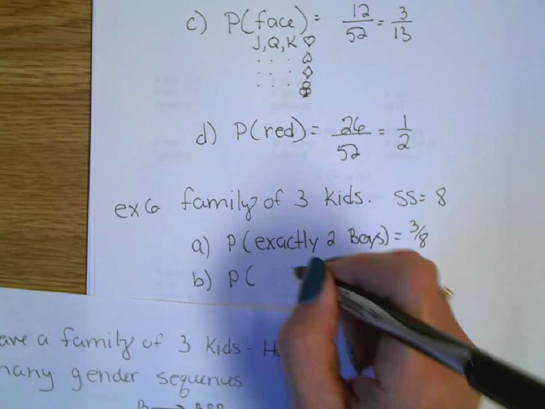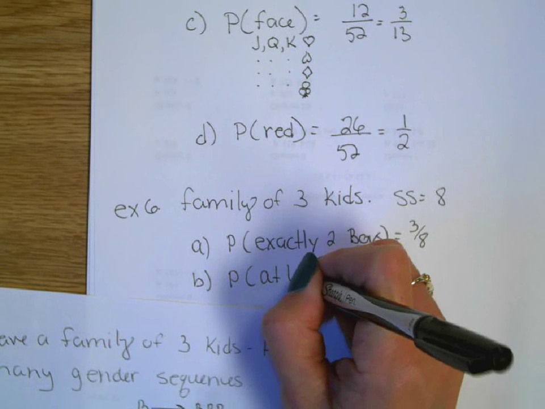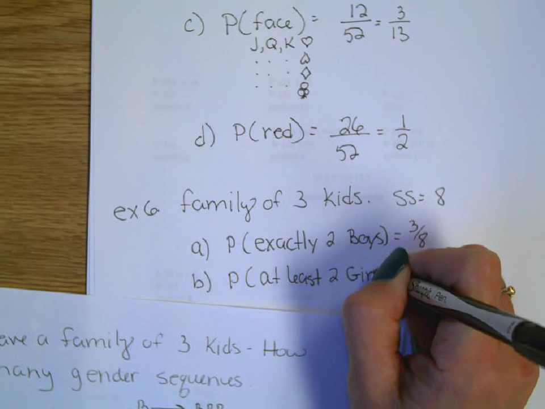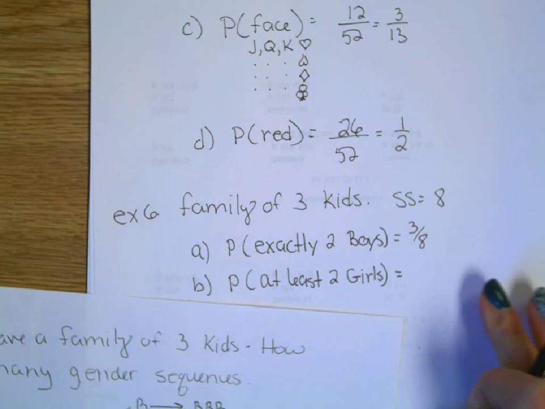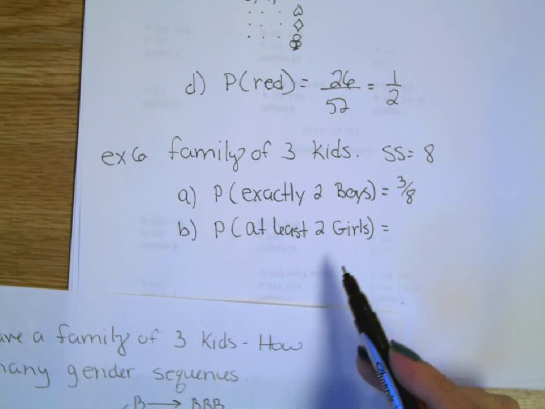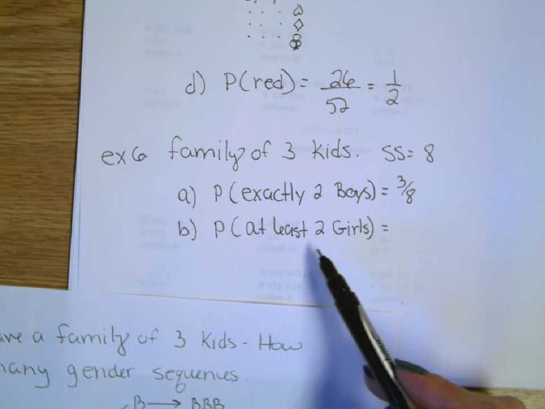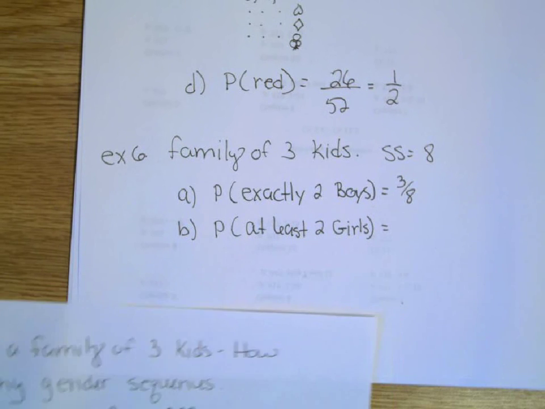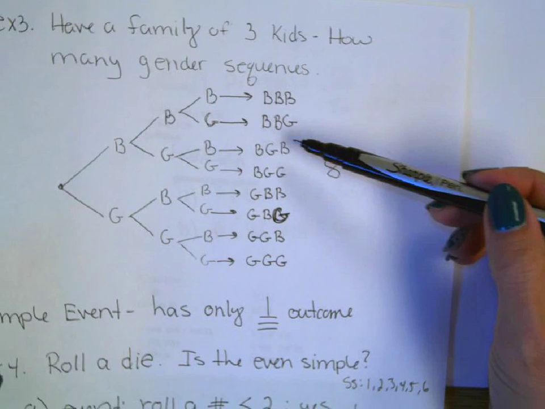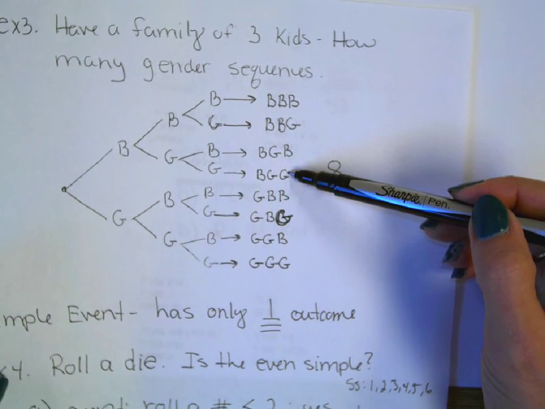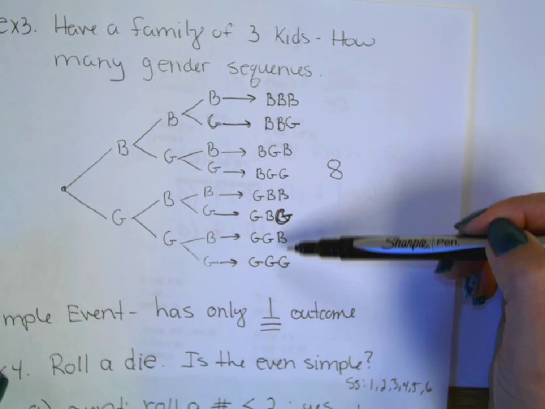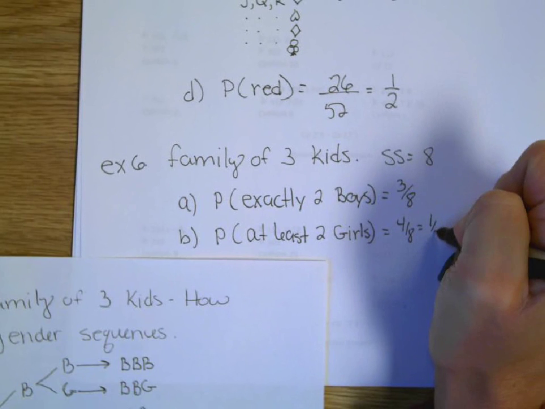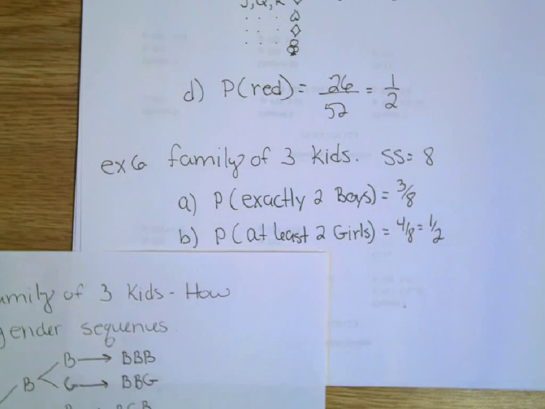And then our last one, what's the probability of having at least 2 girls? Well, let's think about what that means to have at least 2 girls. So that means I either have exactly 2 girls, or I could have 3 girls, because 3 is at least 2. It's like asking for 2 or more girls. So let's go back and see where I have 2 or more girls. So that would be 1, 2, 3, and 4. So 4 out of 8, or 1/2. Okay, that ends that.